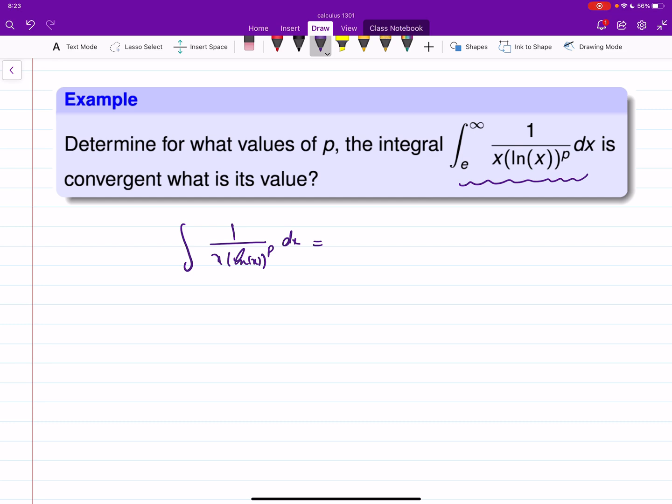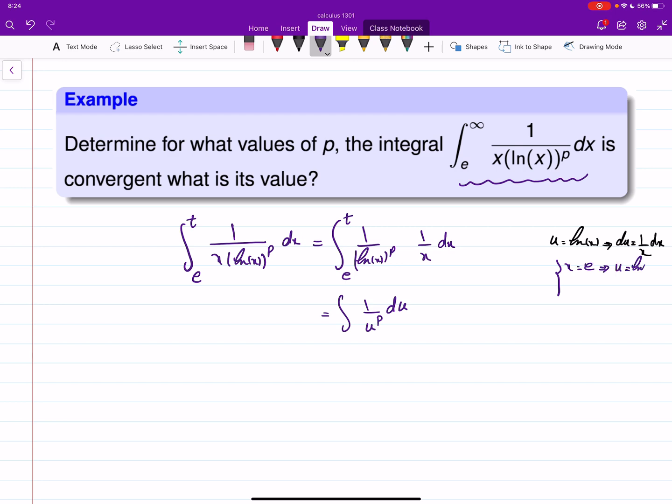So here you see this is nice. 1 over x dx is the derivative of ln x. So if I set u to be ln x, du is going to be 1 over x dx. And that way this will be 1 over u to the power p du. And well, if we had a limit from e to some t, that would change the limits, yes? So if x is e, then u is going to be ln e, which is 1. If x is t, then u is going to be ln t. So this will go from 1 to ln t.